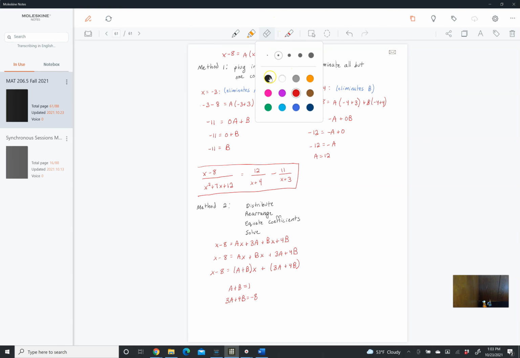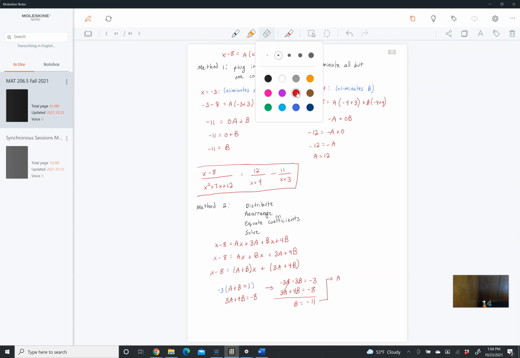You can solve this system however you want. If you do it with elimination, then you can multiply the first equation by negative 3. Negative 3A minus 3B equals negative 3. 3A plus 4B is equal to negative 8. Add them, the A's cancel. We get B is equal to negative 11 again.